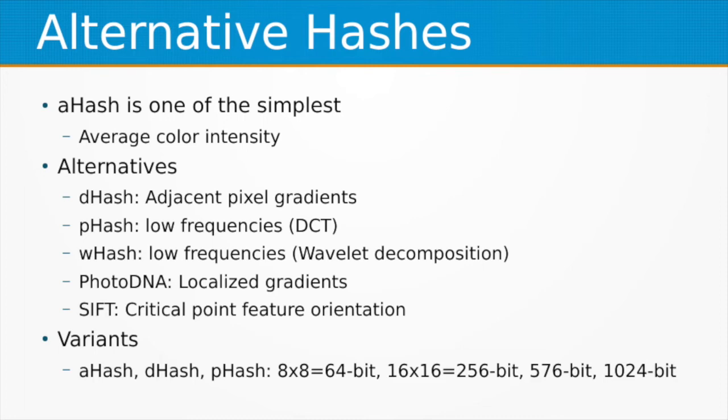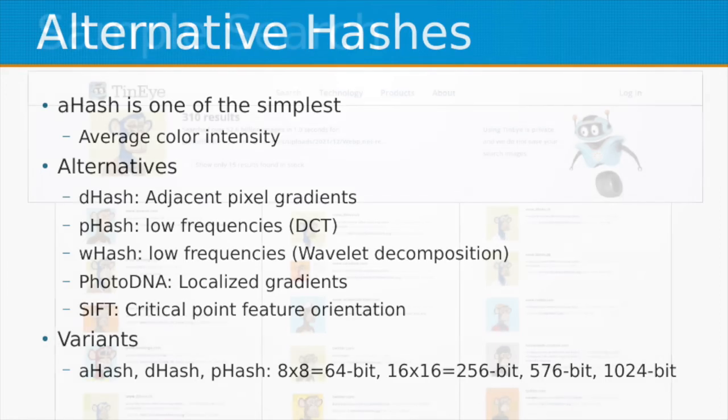Even among these algorithms, there are implementation variations. For example, A-hash, D-hash, and P-hash use 8x8 pixels to create 64-bit hashes. However, they can be easily extended to use 16x16 pixels for 256-bit hashes, 24x24 pixels for 576-bit hashes, or larger. Larger hashes generally means larger resolution for edit detection.